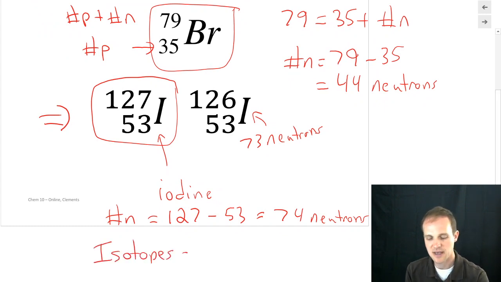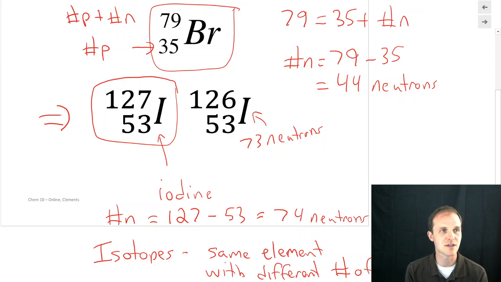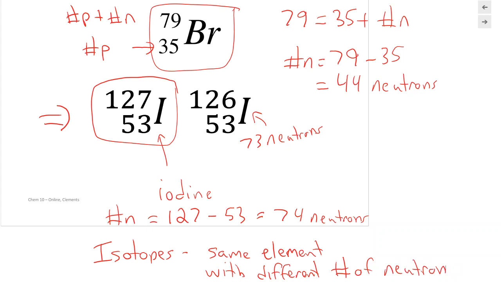And what are isotopes? They are the same element with different numbers of neutrons. So on the left we noticed we had 74 neutrons, on the right we had 73 neutrons, so we ended up with an isotope. Same element, different number of neutrons.